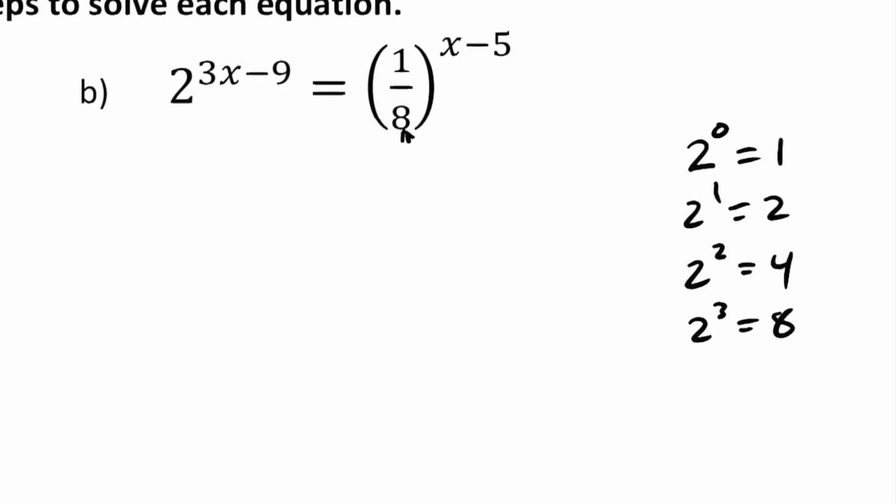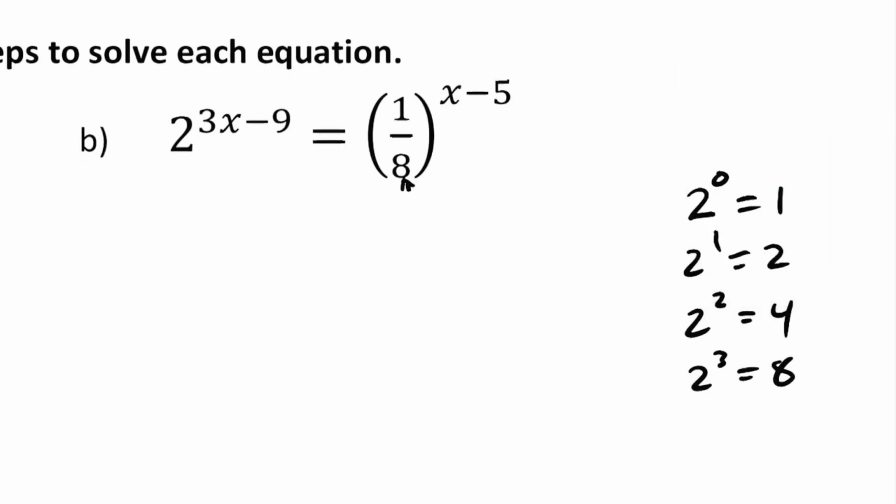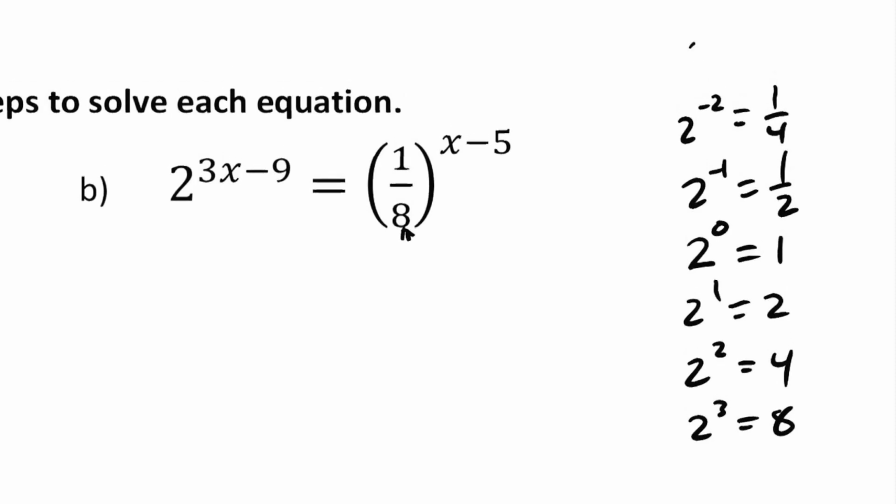If I go the other way, I can look at 2 to the negative first. 2 to the negative first is 1/2. 2 to the negative second is 1/4. And 2 to the negative third is 1/8. And that's what I've got here. So what I'm going to do is choose to rewrite 1/8. I'm going to rewrite that as 2 to the negative third power.